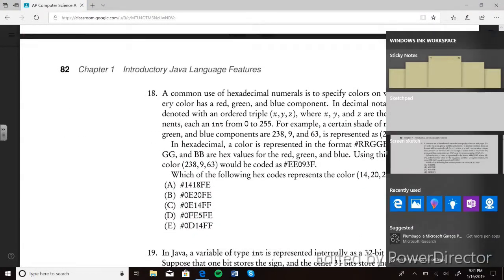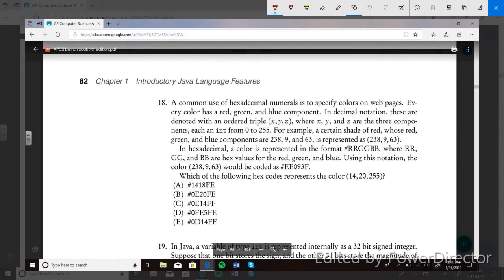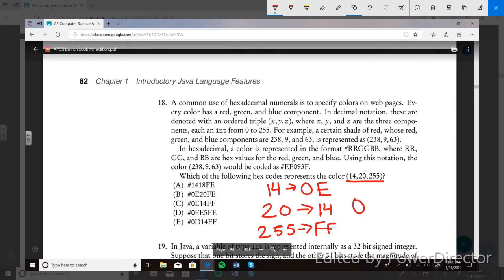For number 18, they're asking you to do something similar. You have to convert the binary to hexadecimal. So when you do that, 14 would end up being 0E, 20 would end up being 14, and 255 would end up being F. So you use the base 16 to convert it into its hexadecimal form, and by doing so, you would end up with this, which would be the answer choice C.